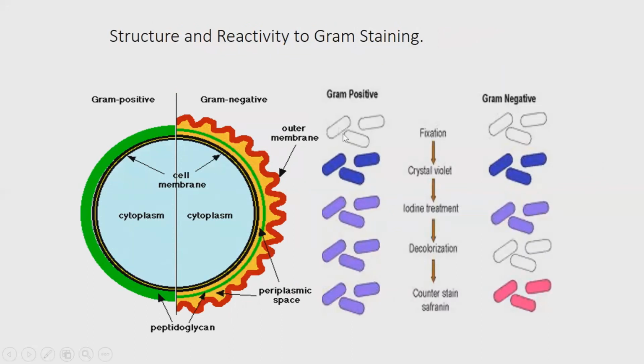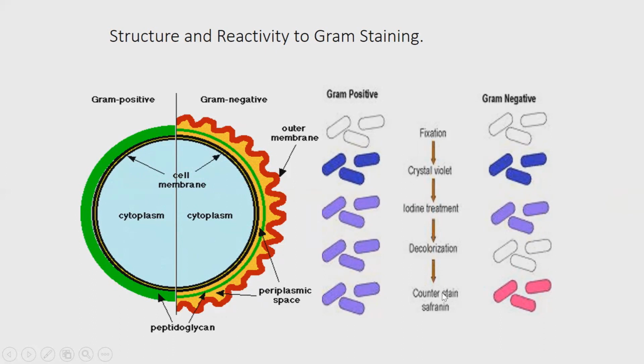In the case of Gram-positive, when we fix it to the slide, we use crystal violet. You can see it has taken up the color. We treat with iodine and see the purplish change. But when we decolorize it with a little bit of acid, Gram-negative easily decolorizes, but there is no decolorization in the case of Gram-positive. Because the peptidoglycan layer is so thick, they retain a lot of the stain, a lot of the color, so they do not easily decolorize.